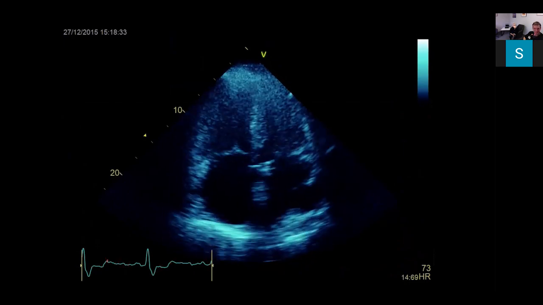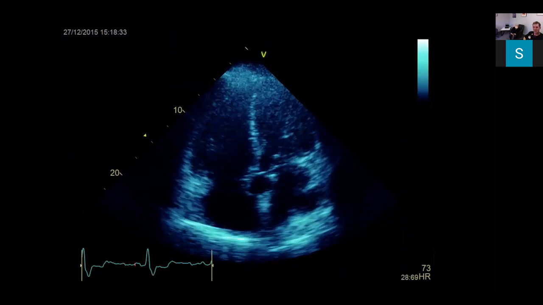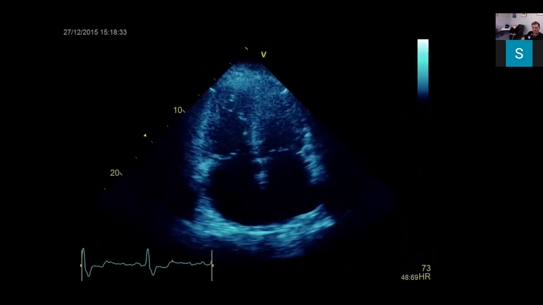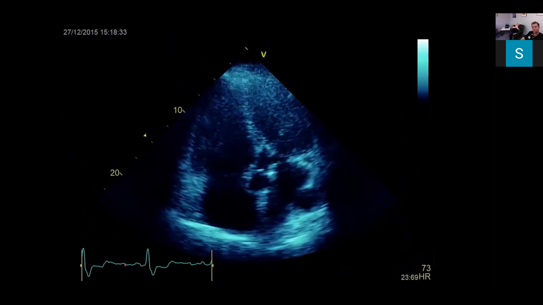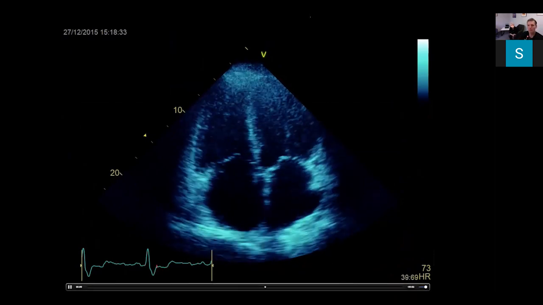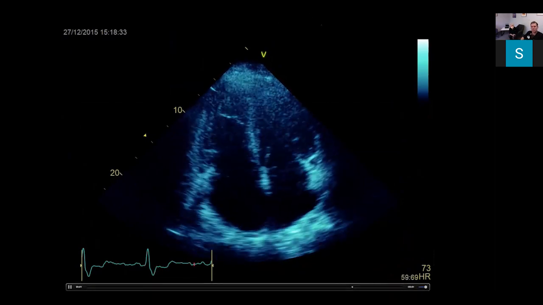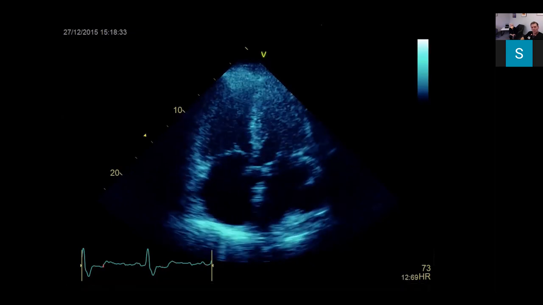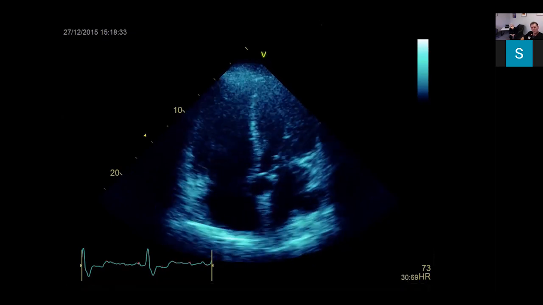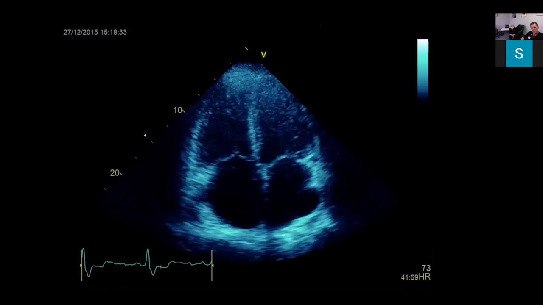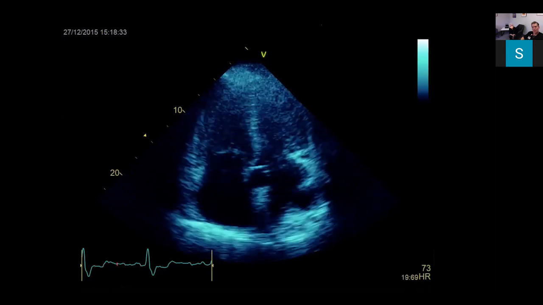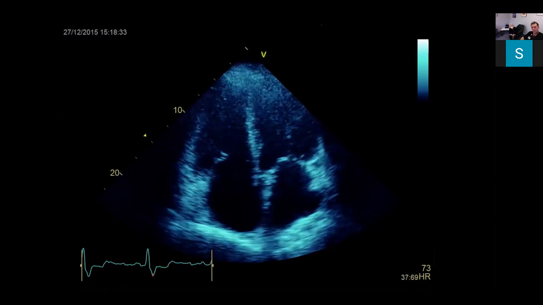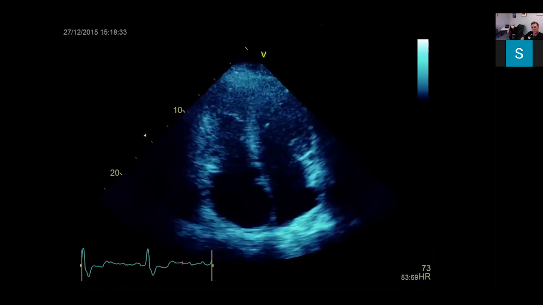I'm trying to work out what the TAPSE would be. If you eyeball it, the TAPSE is probably all right. But what you can't see is the free wall actually moving in very much. I think you would have to go to including fractional area change.